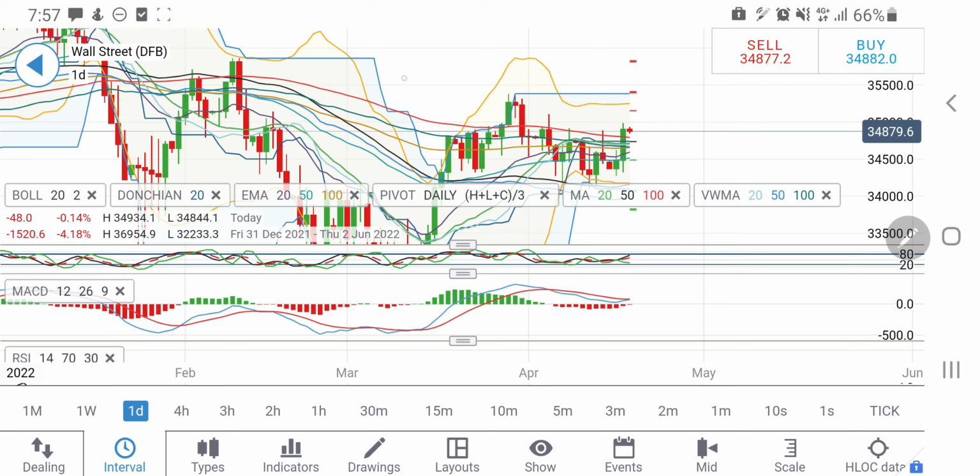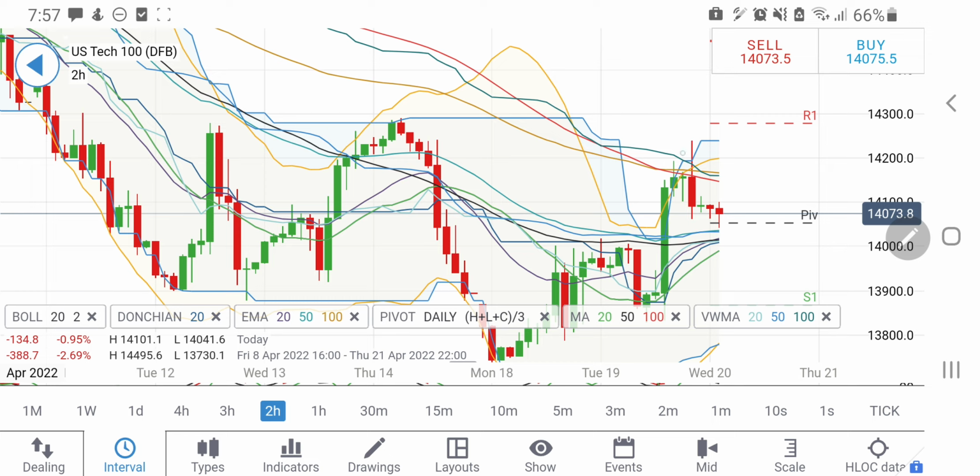Now let's have a look at US 100. Now this is the 2-hour chart for US 100. We can see higher highs have been achieved. In fact, it has gone past 14,200 levels and it is trading in this channel. So higher highs, higher lows, indicating probably a bullish channel is getting created.